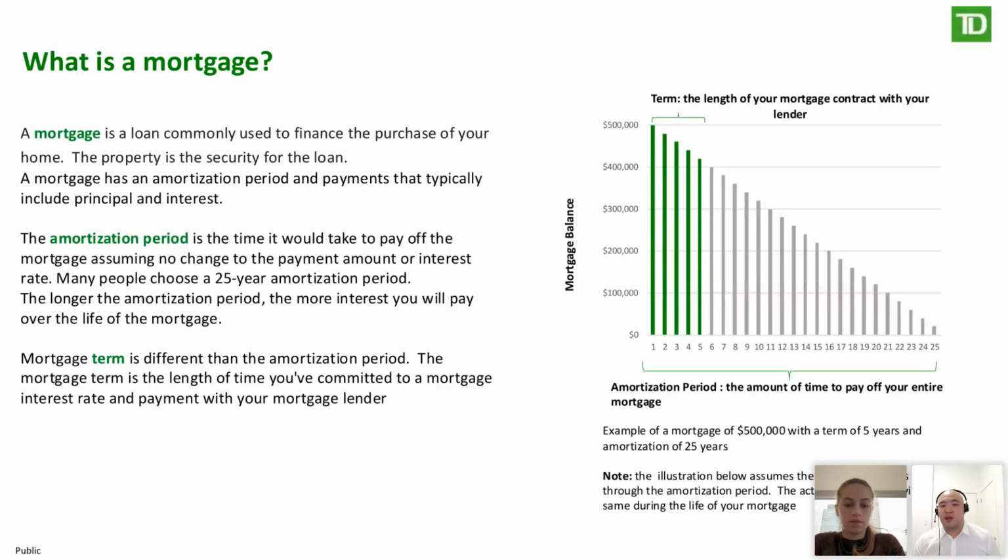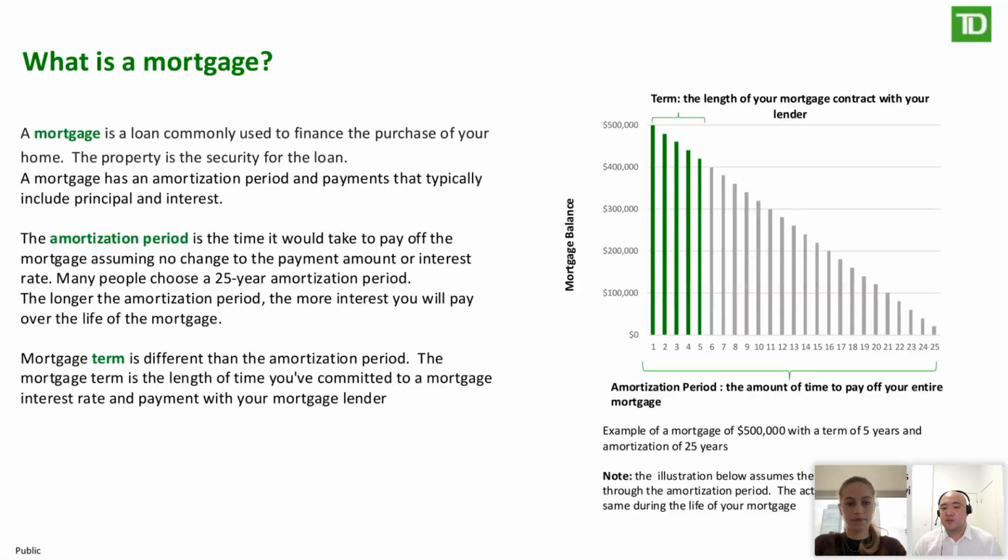So if we look here at the graph or diagram, we'll notice specifically that along the bottom, this is the length of time it will take to pay off the mortgage in years. So this total time frame down below being 25 years would be the amortization period. The amortization period sets the pace that you're going to pay off that loan to completion, to eventually have the loan paid off and not owe any more debt on the property.